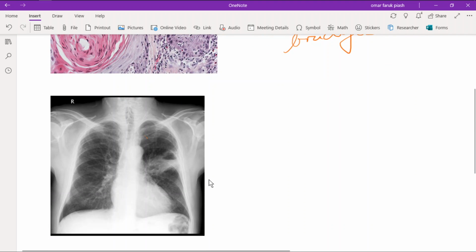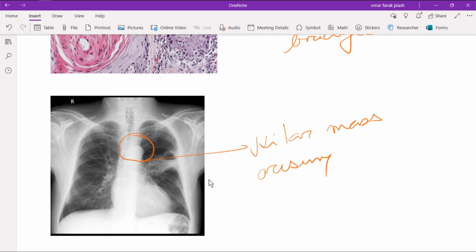In this X-ray you can easily interpret that this is the hilar mass arising from the bronchus. On chest X-ray, there is a hilar mass arising from the bronchus.